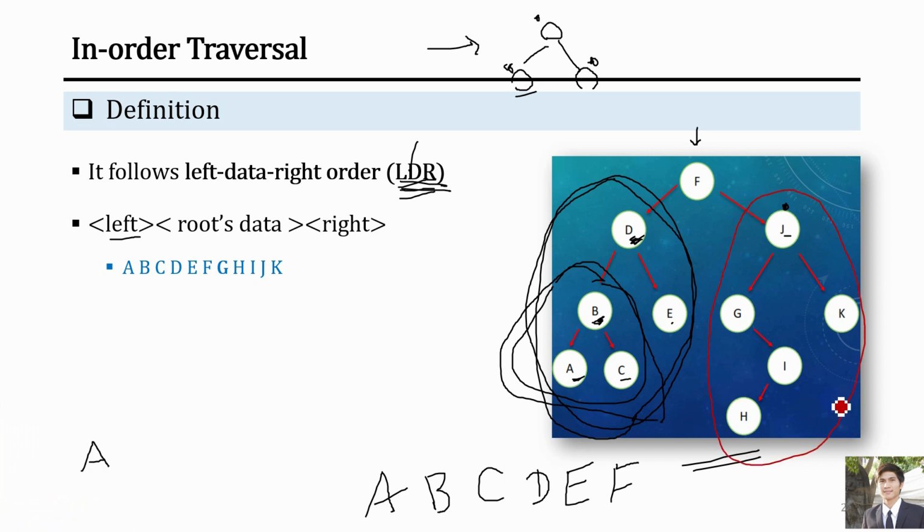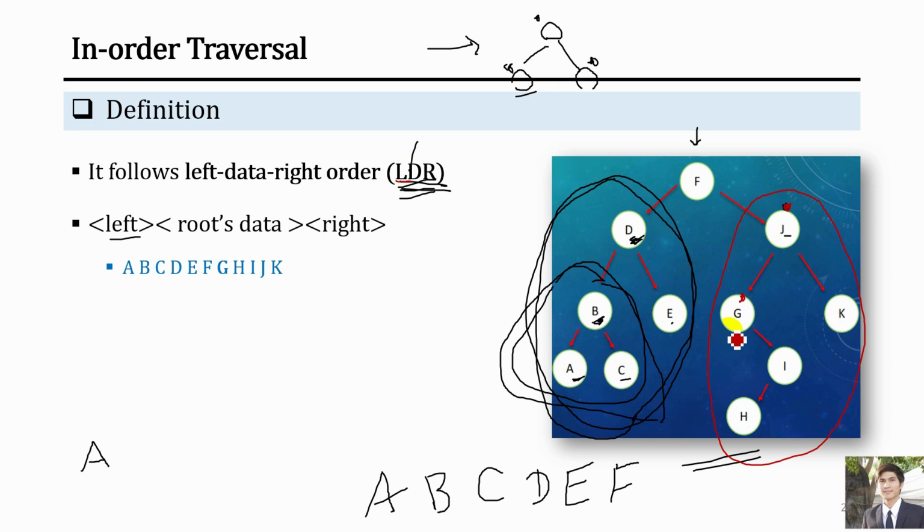this is called a subtree, right? So J here is actually a root. We have left is G and the right is K, right? So following our rule, left data right, while we are visiting J, we cannot display J yet. We must go to its left, based on the rule. So left is called G.